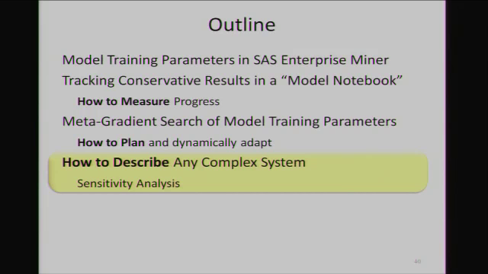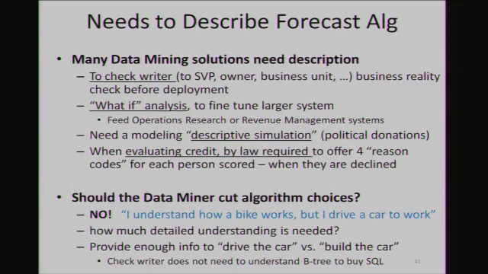Okay, so that was how to measure the progress with a model notebook, then how to plan and dynamically search, and then now how to describe a system. Because a lot of times before you go into production, you need to present to somebody. Who's a check writer? Who's the gatekeeper? So a lot of times I've had to present to check writers, the senior vice president, the owner, who wants a reality check. Does this make sense?